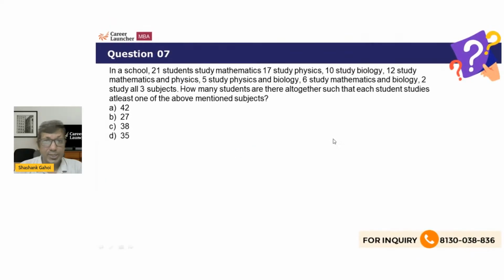What does it say? So basically, again, it is a set of Venn diagrams. Now, it says mathematics, physics, biology. Okay. So we got what?